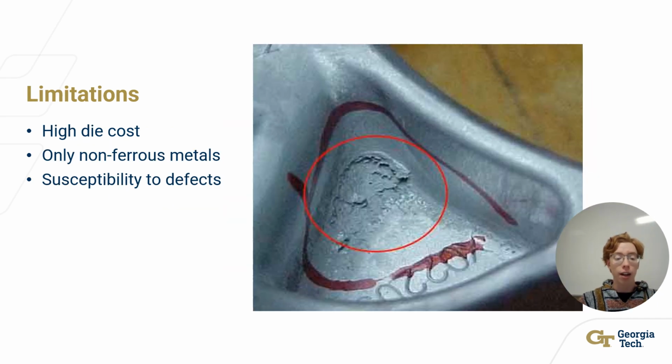The high cost of dies and die casting machines can be a major limitation. This means die casting is not suitable for parts that have a low volume production. However, in high volume production, the cost for the die can be amortized over thousands of parts, offsetting these high initial costs. Also, only non-ferrous metals with moderate melting points can be die cast. Die cast parts are also susceptible to defects such as drags, blisters, and cracks.